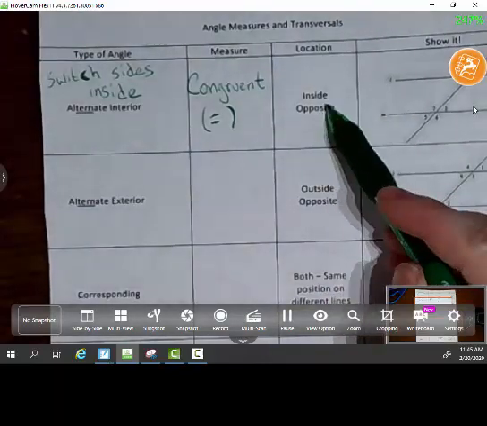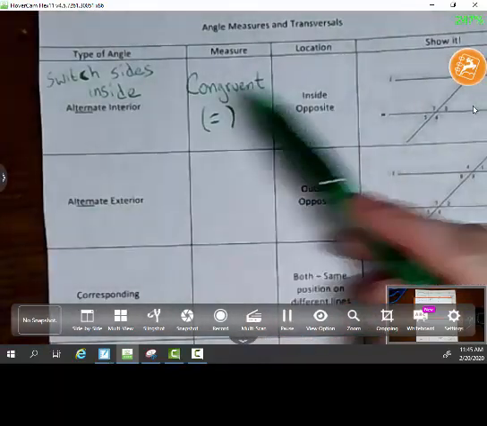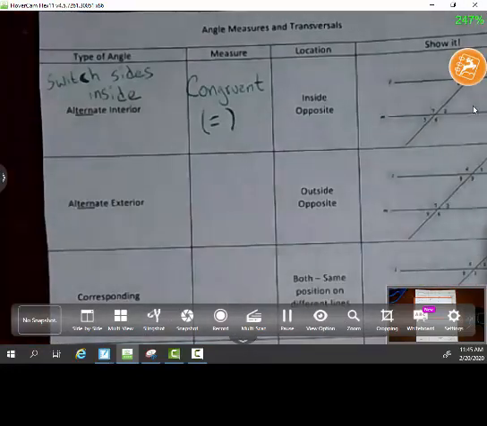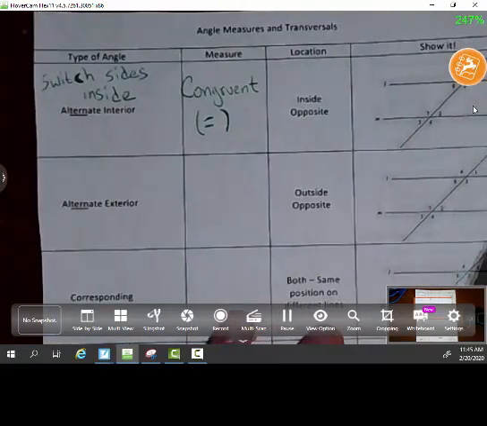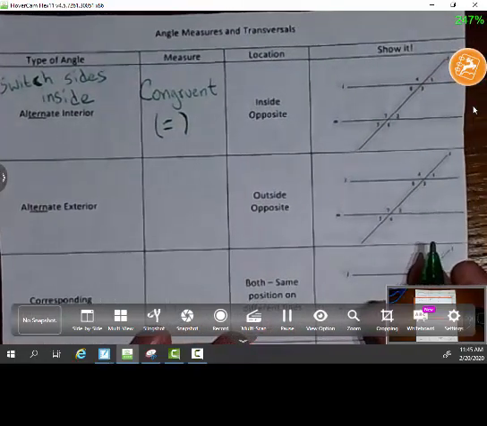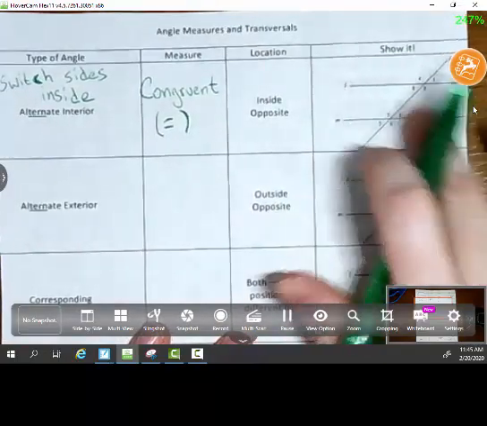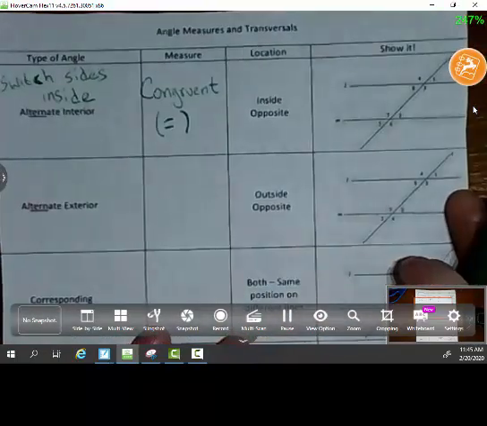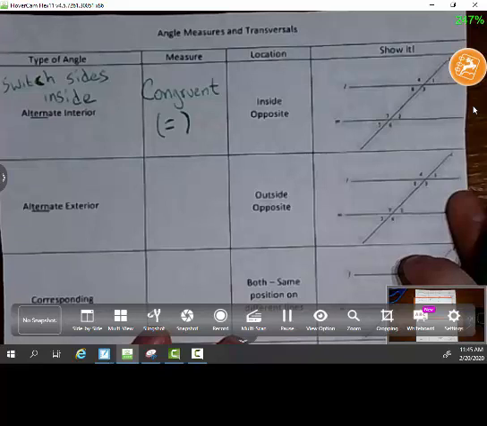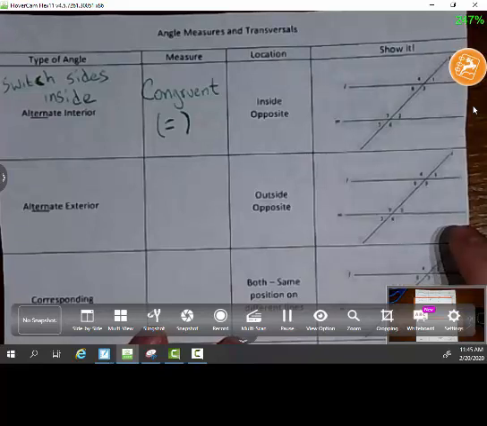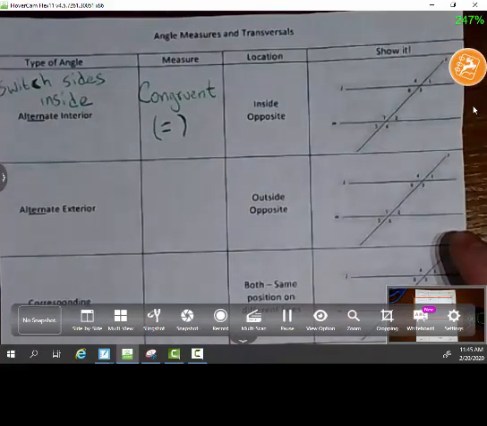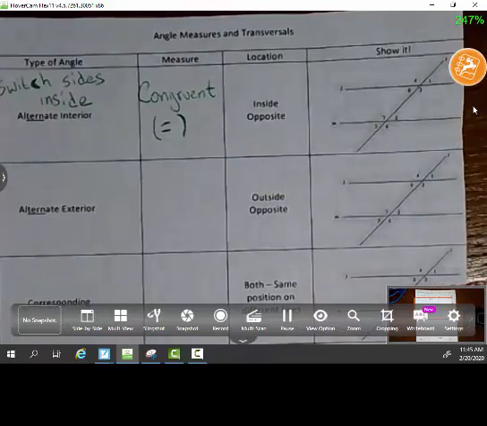Alright, and here's kind of another description that says inside opposite, which is pretty much what we have. Inside opposite. So let's not shout it out, but let's have an example. You have these angles, the parallel lines, and your transversal. Pick out two angles that are alternate interior. There's more than one example, but what's one example of alternate interior angles?